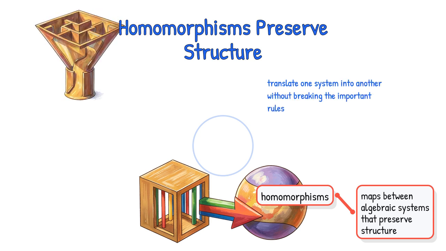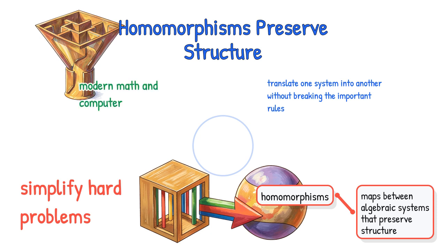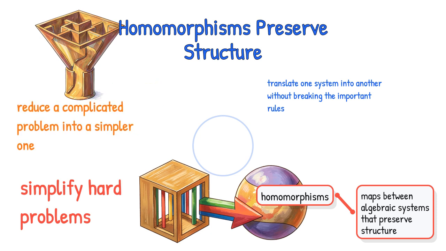Why is this useful? Because it lets mathematicians simplify hard problems. If two structures behave similarly, a homomorphism can reveal that connection. This is a huge deal in modern math and computer science, where you often want to reduce a complicated problem into a simpler one without losing what matters.